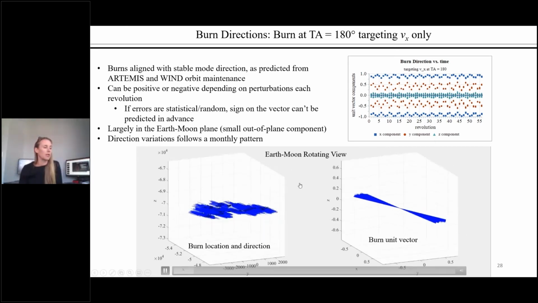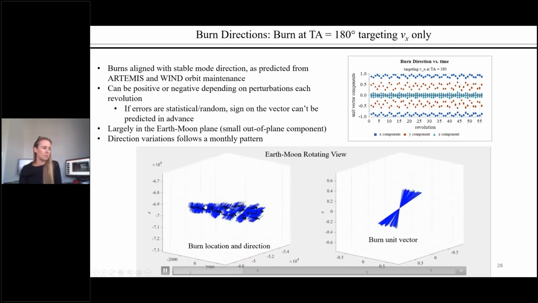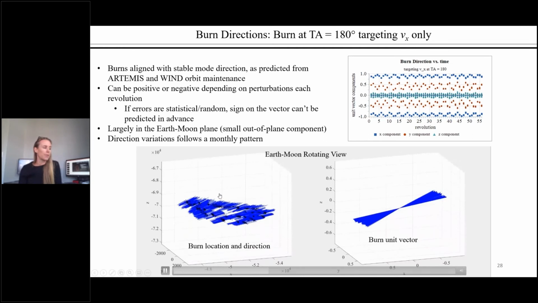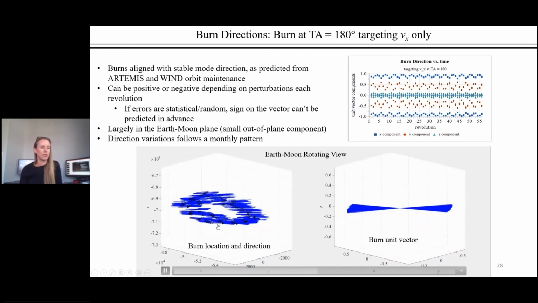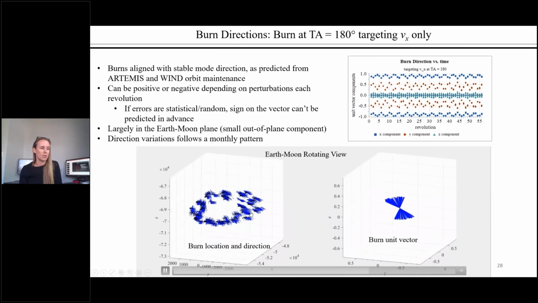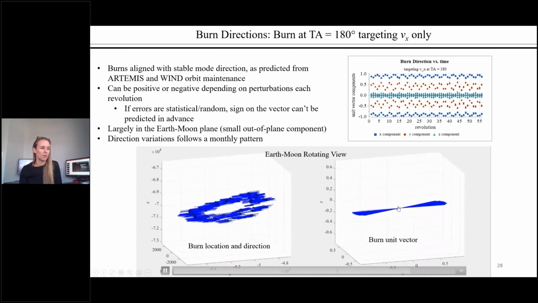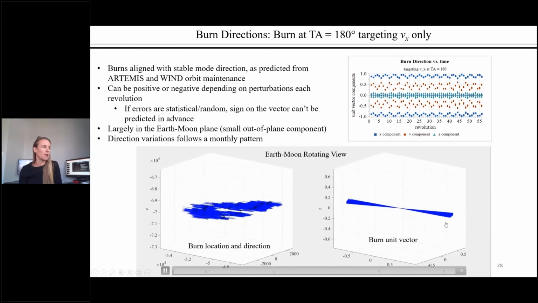This is a simulation of 100 Monte Carlo trials for, I can't remember if it was 3 years or 1 year or 15 years in this plot. On the left, you see the burn location and direction at Apolune. On the right, you see the unit vector. I've taken all of these burn vectors, plopped them at 0, 0, and propagated just the vector. So these are aligned with the stable mode associated with the halo orbit.